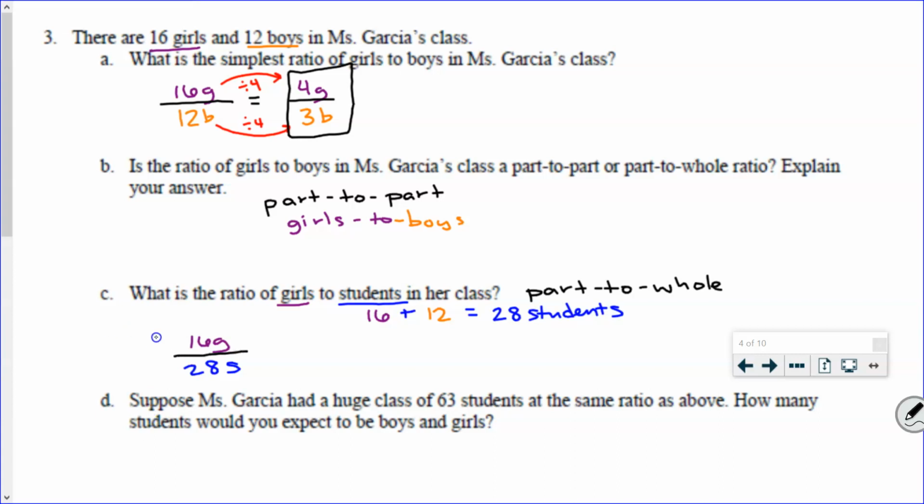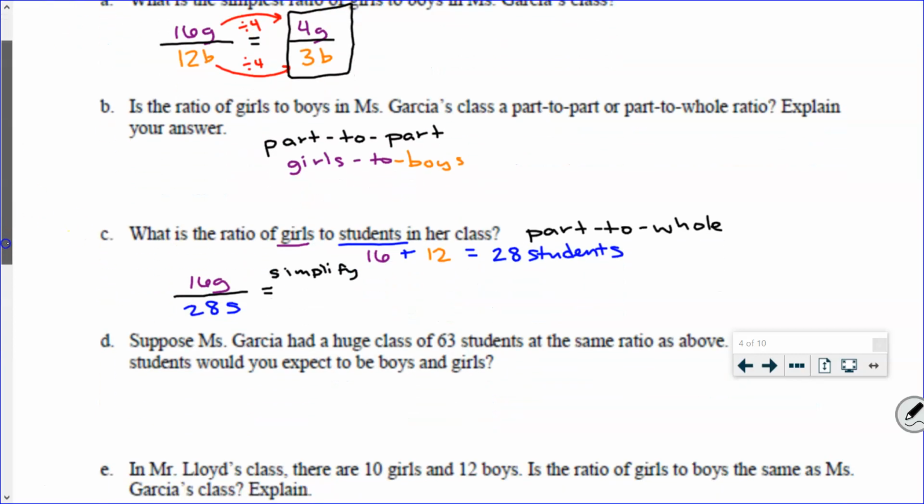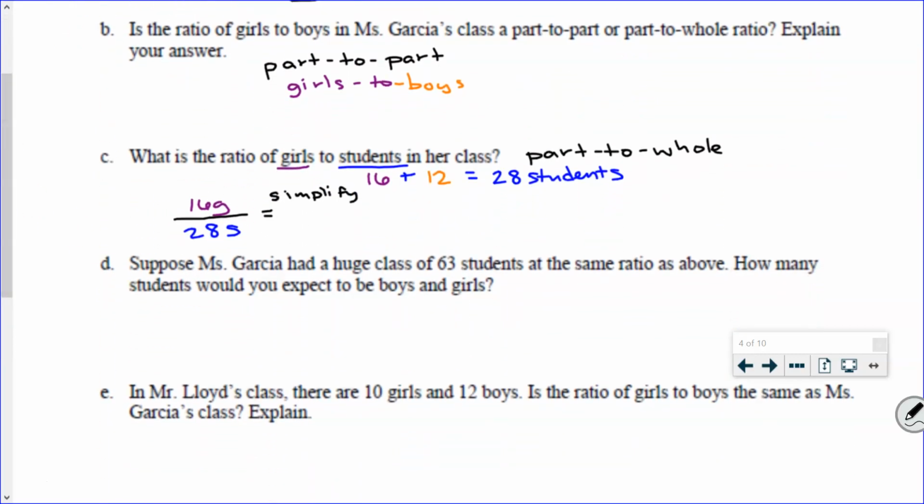And this is correct, but even more correct though, we should probably simplify it. The reason I want you to simplify it is because I know what's happening in the next problem. And I know that simplifying this ratio now will just help us out for part D. So let's take a second. What do 16 and 28 have in common? Is there a number that I can divide 16 by and a number I can divide 28 by?